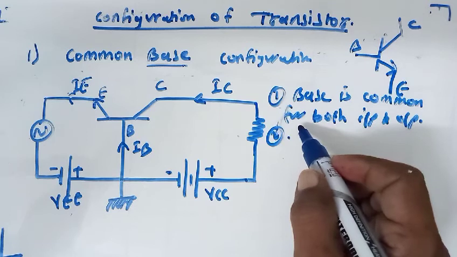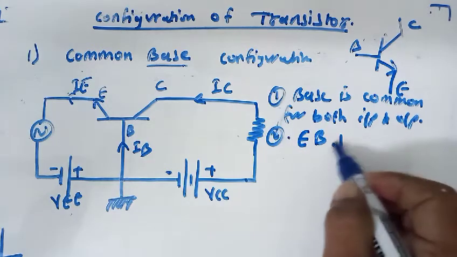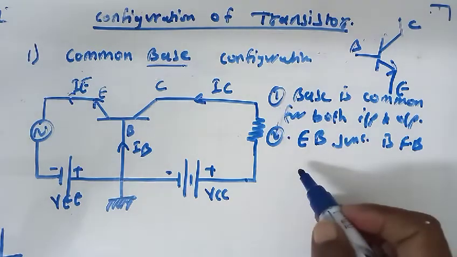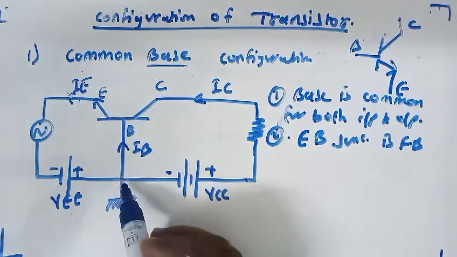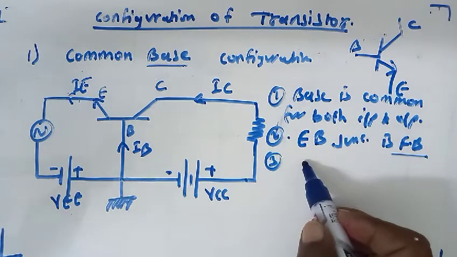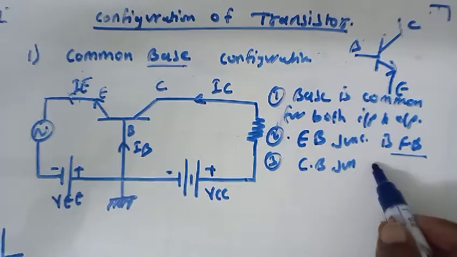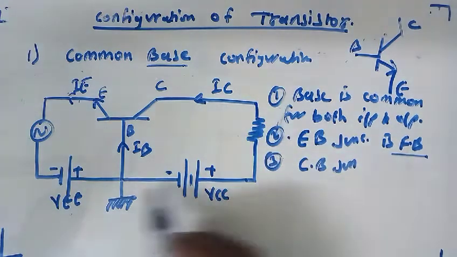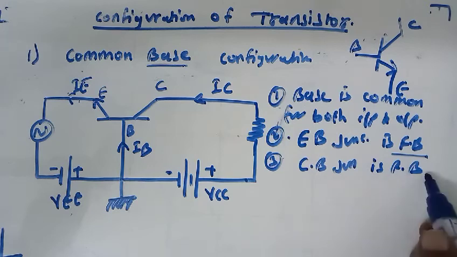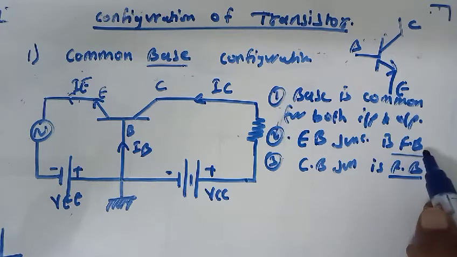Second point which you have to keep in your mind, that the emitter base junction is forward bias. Okay, the emitter and the base junction is forward bias. Third point which you have to keep in your mind, that the collector base junction in this circuit, it is this collector and the base, it is in reverse bias. Okay, RB I have written here is nothing but reverse bias, FB is nothing but forward bias.